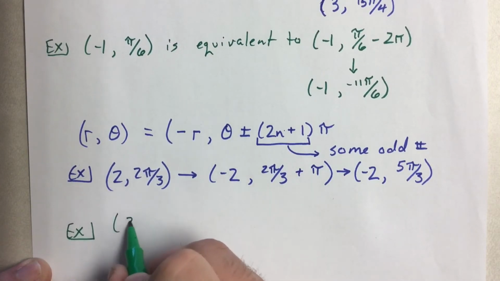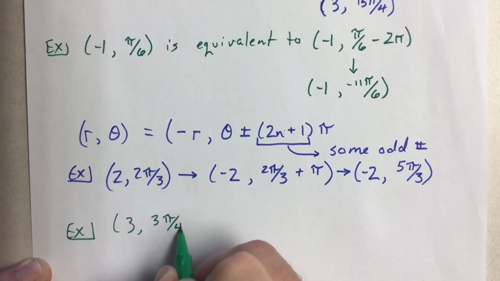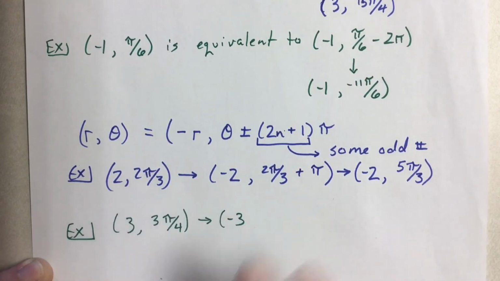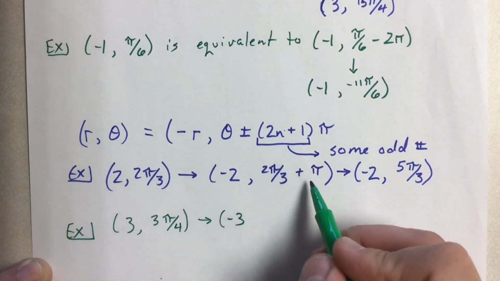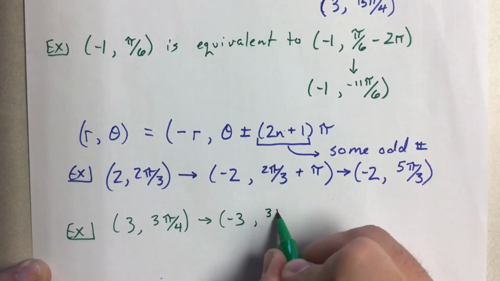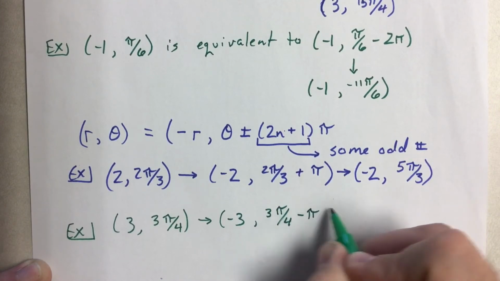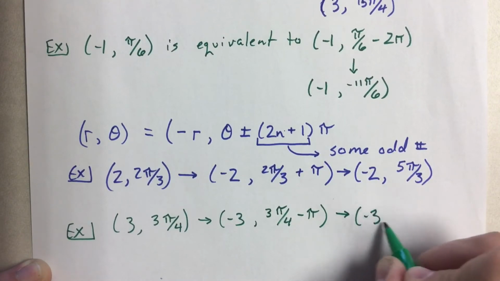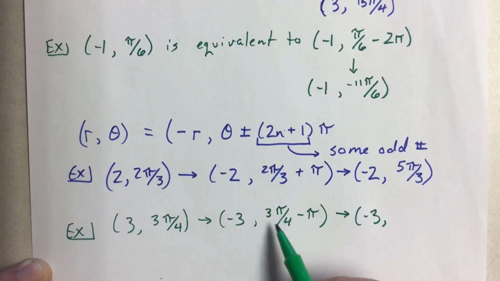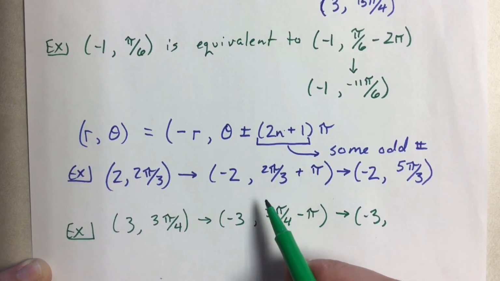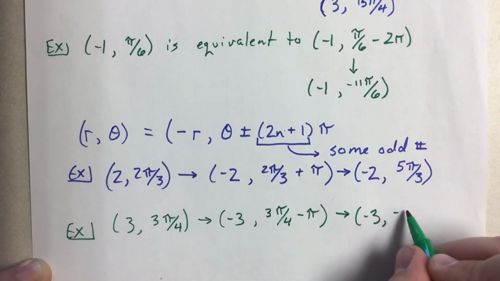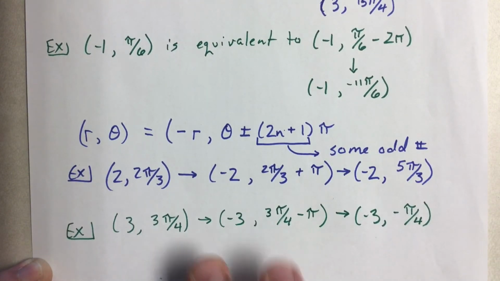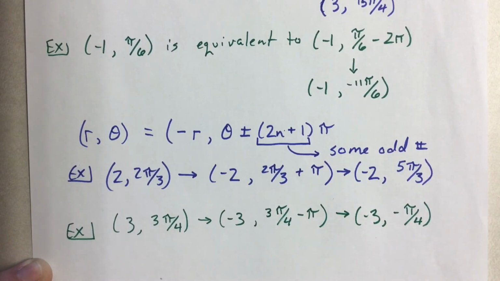So last example. So 3 and 3 pi over 4. Okay, so working through this, we can switch the sign, so 3 to negative 3, and then we already added pi, so why not test out subtracting pi? Okay, subtracting pi, that gives us negative 3. Okay, so this is 4 pi over 4, again the common denominator. 3 pi over 4 minus 4 pi over 4 is negative 1, so negative pi over 4. So we get another representation.